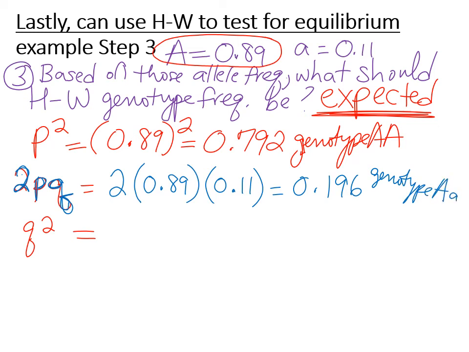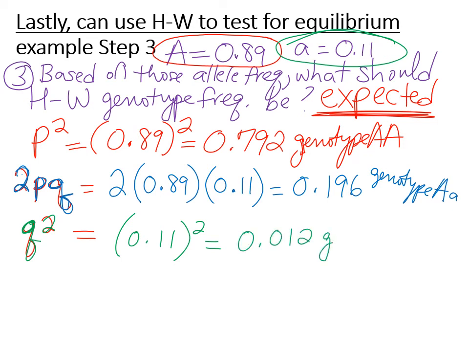Okay, and then our last one to calculate is q squared, which is just our second allele. So 0.11 squared, which should give you 0.012. Genotype, double lowercase a. Now you can remind yourself underneath each of these in your notes so you remember where you got it.